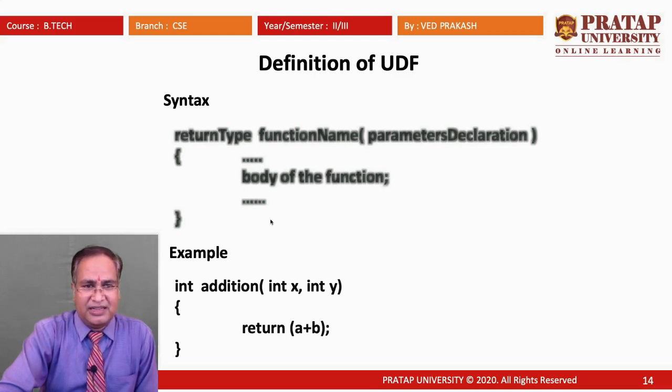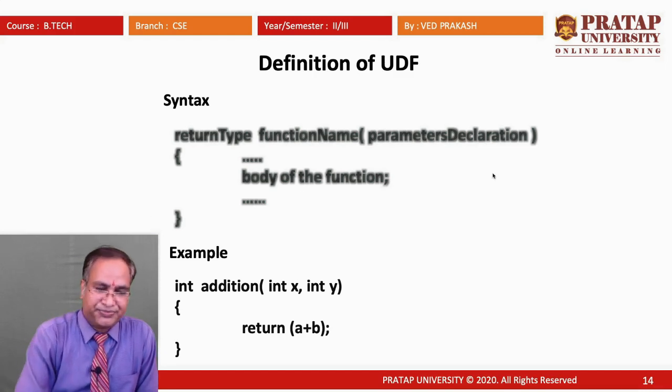Here is mentioned as the example. The return type of the function is int, the name of the function is addition, and the parameters declared here are int x and int y, and the body of the function, or code block of the function, is mentioned here, that is return a plus b. So that is the general way. Whatever user-defined function we declare, we have to follow this syntax.